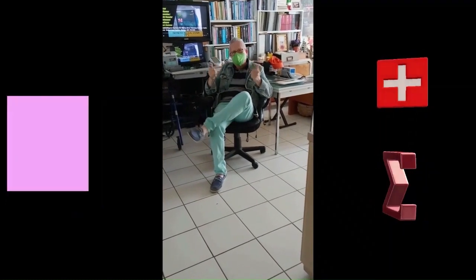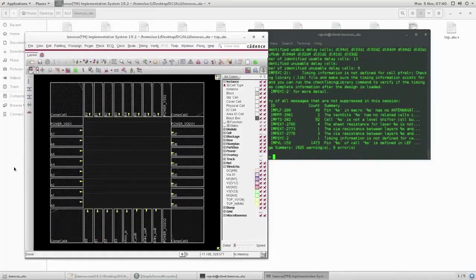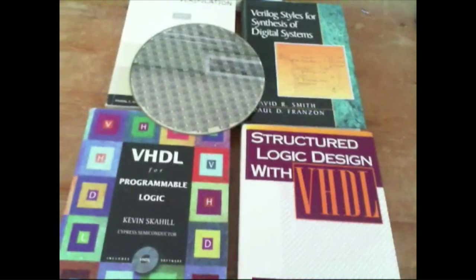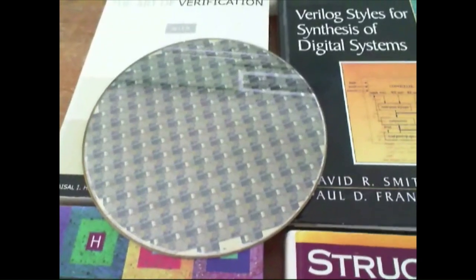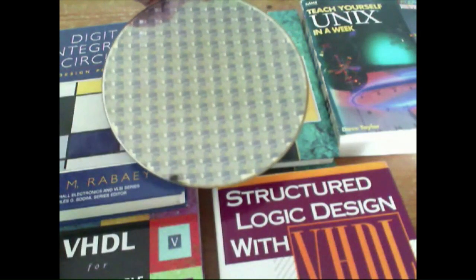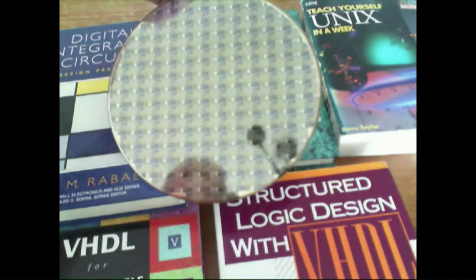In this segment, I have illustrated the place and route of an artificial intelligence arithmetic logic unit, ALU, for a design implemented in ASIC 7nm system-on-chip technology.